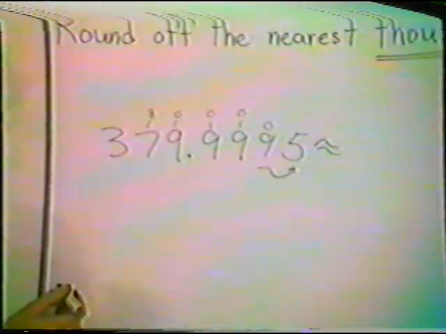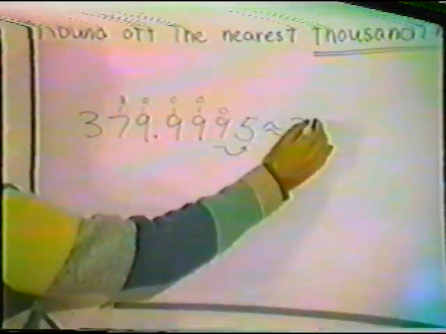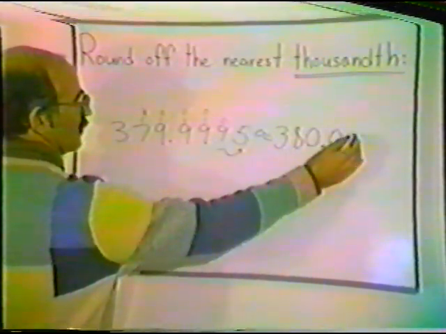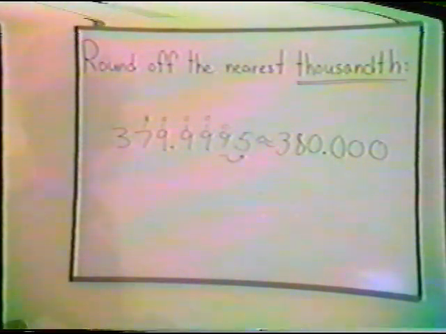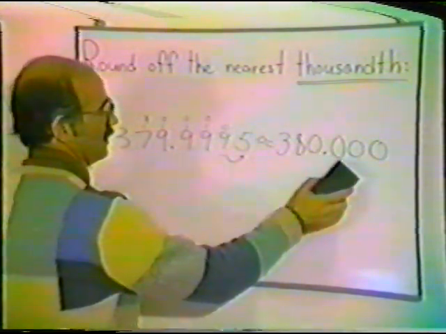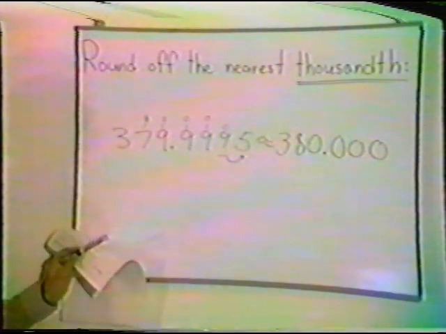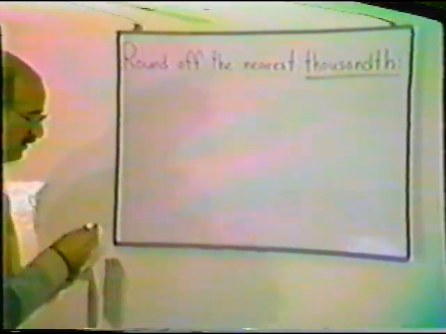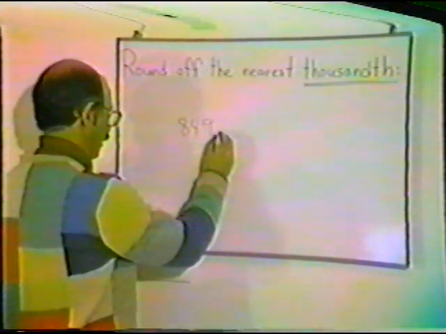Let's read the answer across the top. Tell me what to write. 3, 8, 0, point, 0, 0, 0. That's exactly right. And the number is 380, or if you like, 380 and 0 thousandths, because it is rounded off to the thousandths place. And here's the last one. Now you're all experts at rounding off.